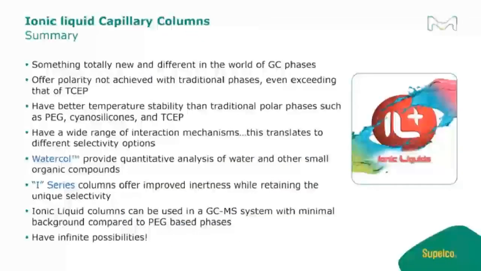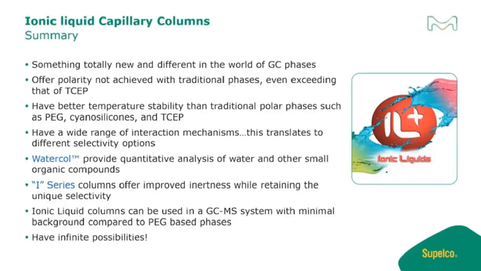So with that, I'm coming to the end. What I've shown you, ionic liquid capillary columns, are something totally new and different in the world of GC phases. They offer a polarity not achieved with traditional phases, even exceeding that of TCEP. They have better thermal stability than traditional polar phases such as PEGs, cyanosilicones, and TCEP. They have a wide variety of interaction mechanisms. This translates to different selectivity options for these particular stationary phases compared to traditional phases.